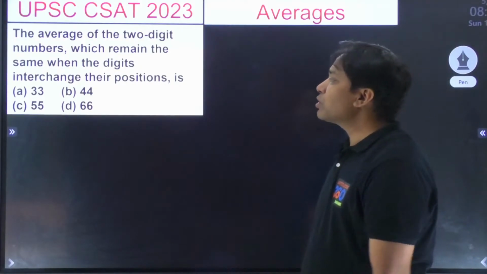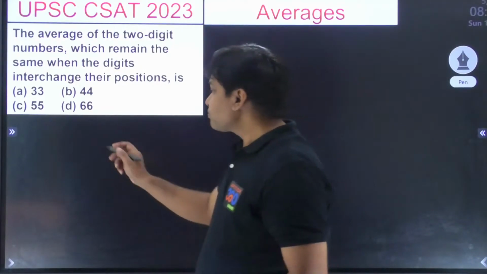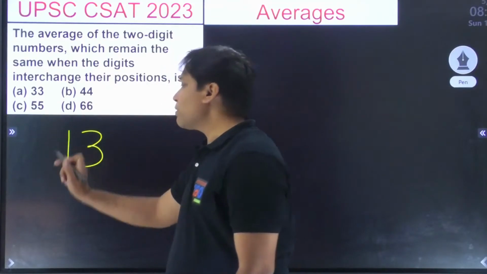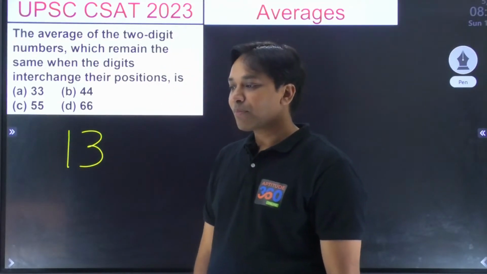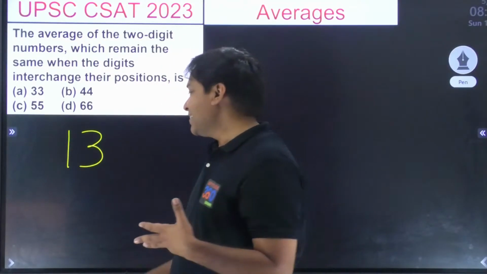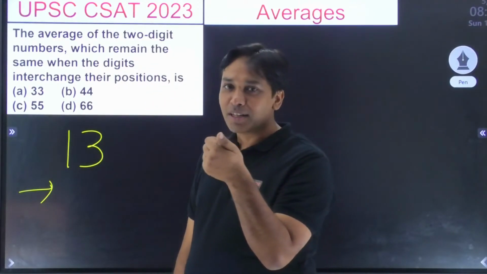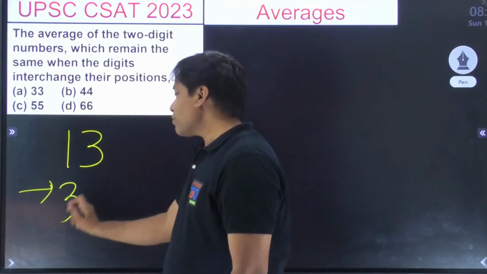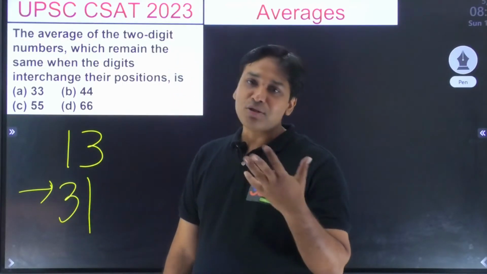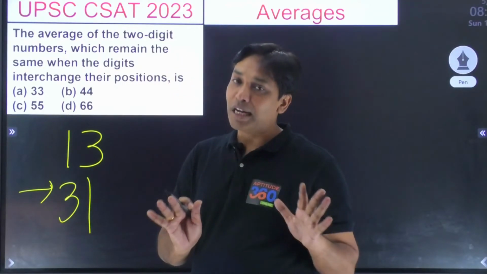The average of the two. So what is it that you have to do? Understand this. If I have a 2-digit number which is 13, and you take the reciprocal of 13, it will come out as 31 and the values are changed. 13 and 31 are two different values.